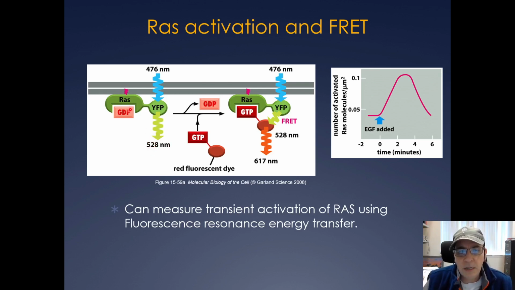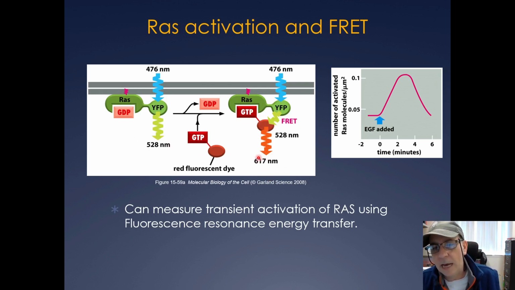Then you can measure when RAS is activated if you have a fluorescent red dye attached to GTP. When you get the exchange of GDP for GTP, the light energy emitted from the YFP can be absorbed by the fluorescent dye, and it will emit at a different wavelength of light. So you shine one wavelength of light, you activate this molecule, and rather than just emitting, if there's another molecule nearby that can absorb it, it will emit at a different wavelength, and you can measure the different wavelengths of light.